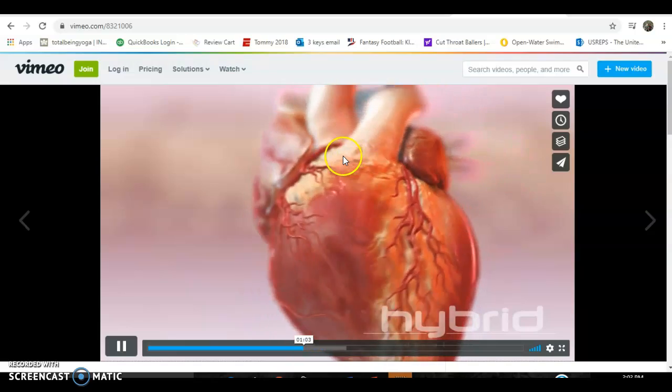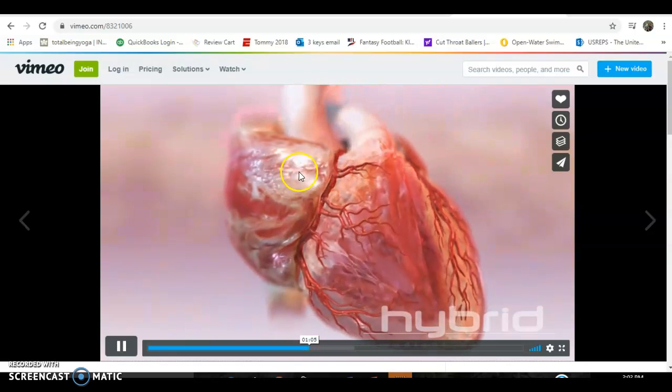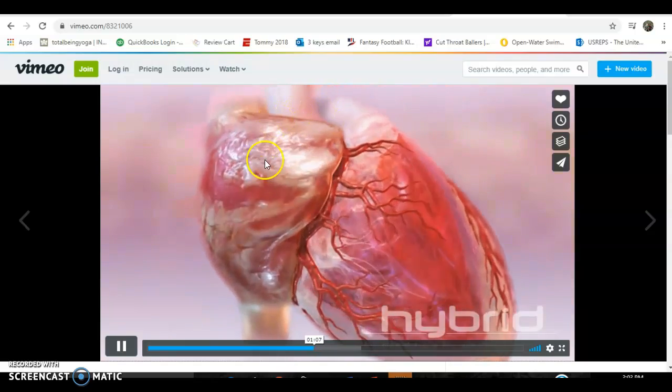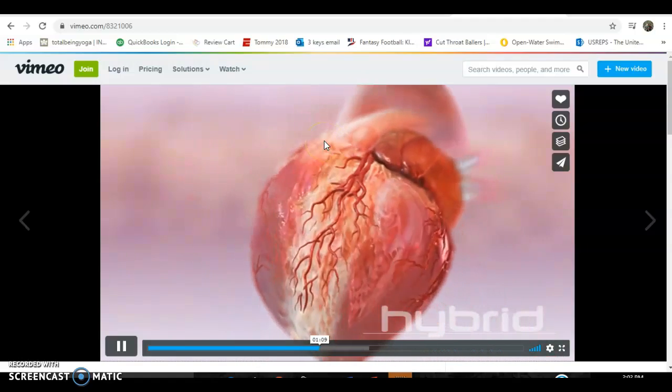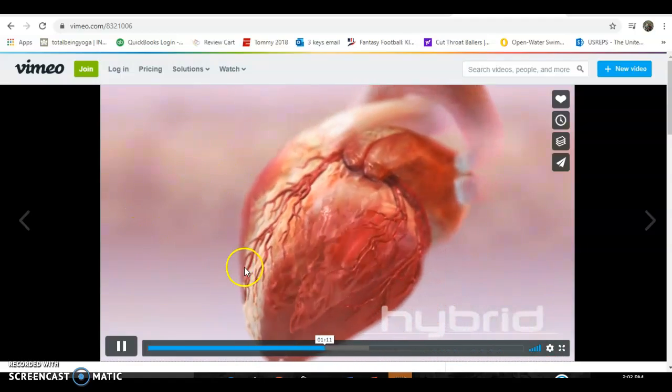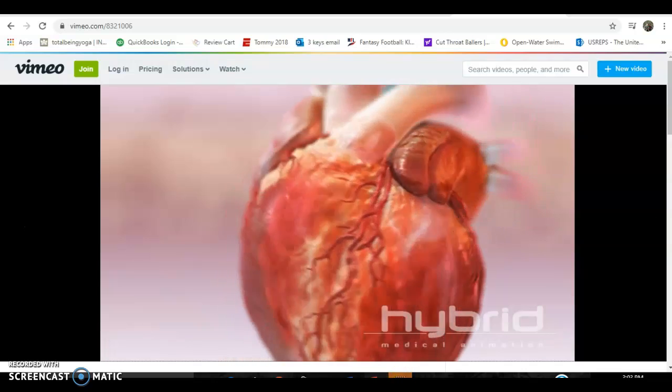So the impulse for the heart to contract is going to arise in the right atrium, in what's called the sinoatrial node. All right, so let's hop back to our lecture here.